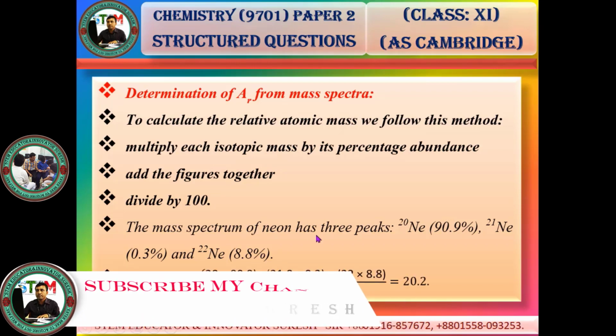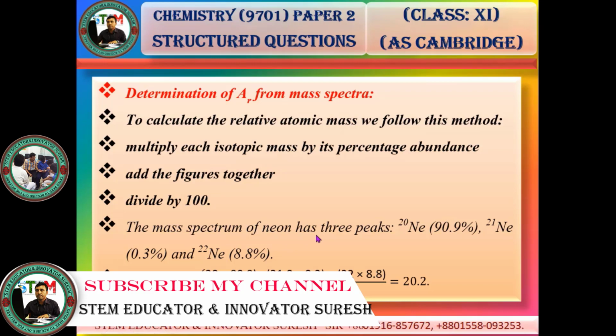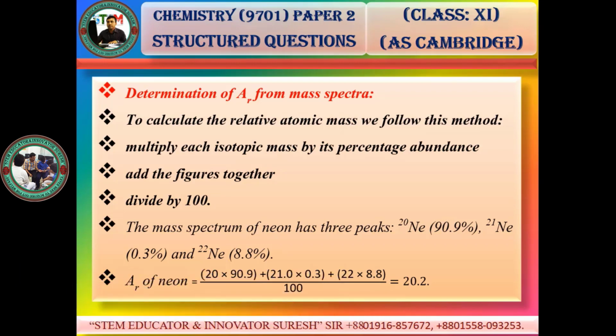Okay, so if we want to find out the relative atomic mass of neon, Ar of neon equals 20 multiplied by 90.9 plus 21.0 multiplied by 0.3 plus 22 multiplied by 8.8, divided by 100. After calculating using a calculator, we'll get 20.2.